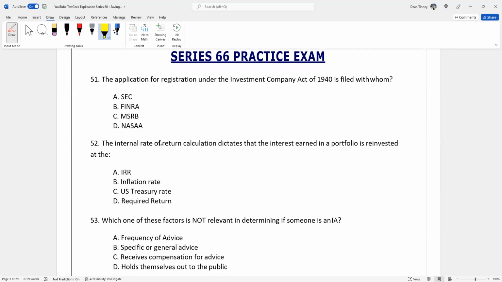The application for a registration for an Investment Company Act of 1940. So you want to start your own mutual fund. I don't know why you would, but if you do, you would make that registration statement with the SEC.